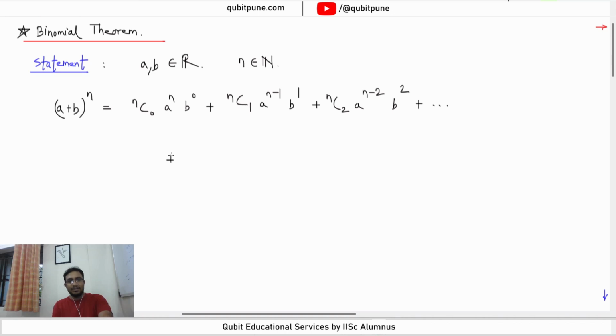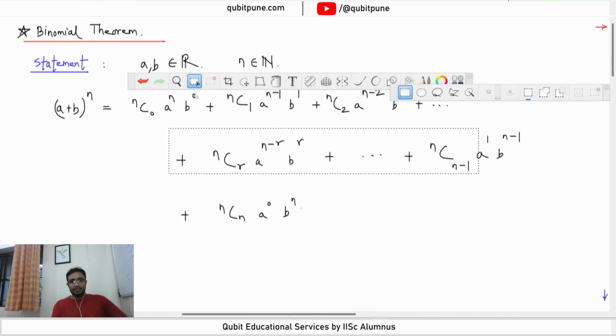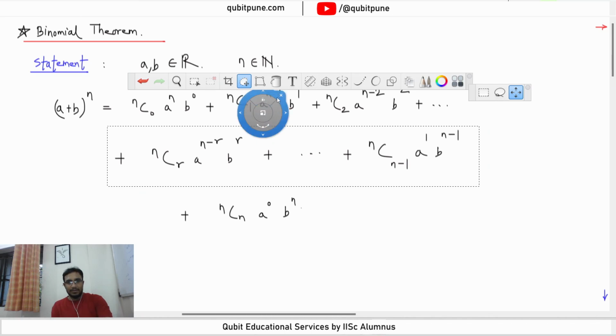Can anyone please tell me the general term? NCR A raised to n minus r B raised to r. And what will be the last? Let us first write down the second last term. NC n minus 1 A raised to 1 B raised to n minus 1, and it concludes with NCN A raised to 0 B raised to n. Is everybody familiar with this? Yes, everybody is familiar with this.